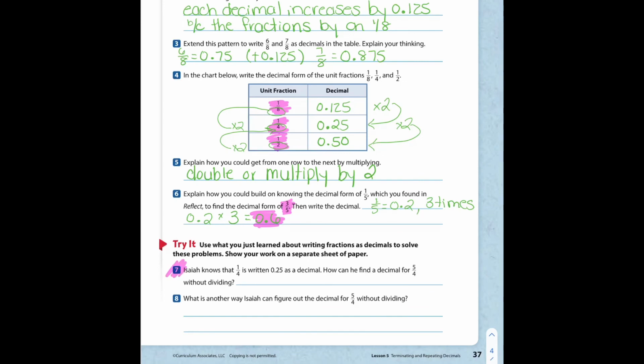Go ahead and highlight the number 7 and 8 on the try it.